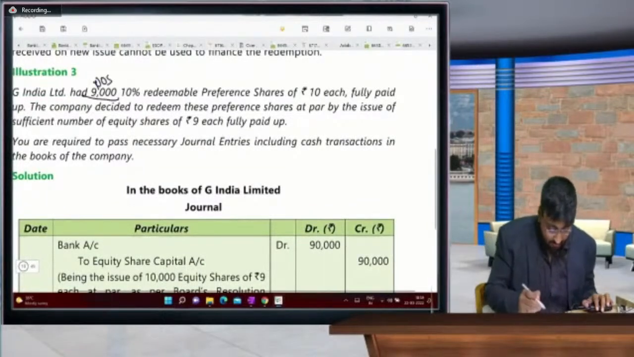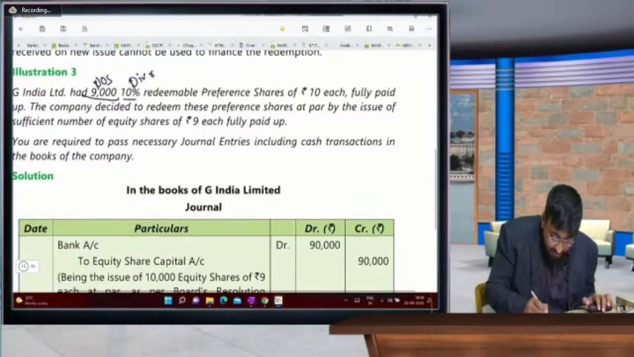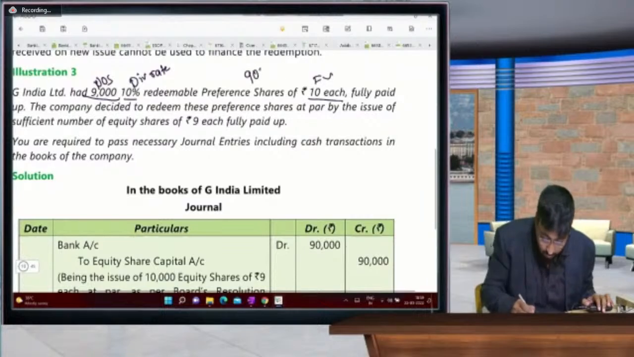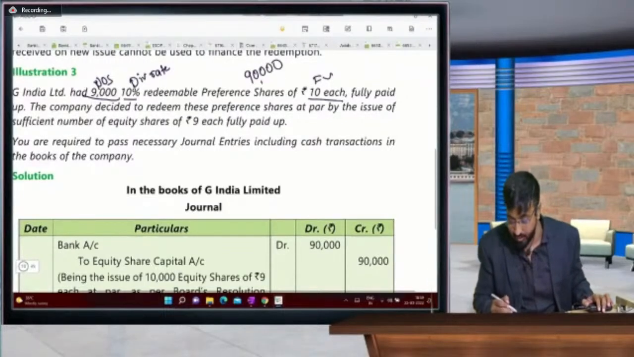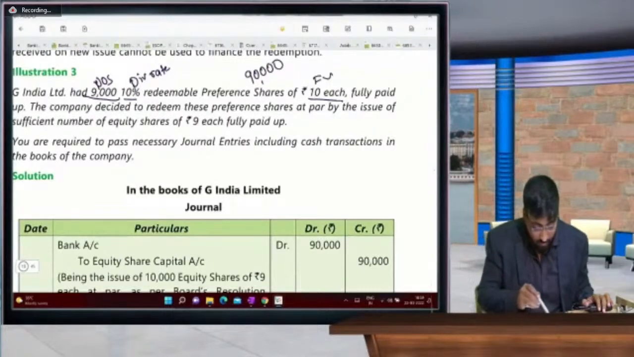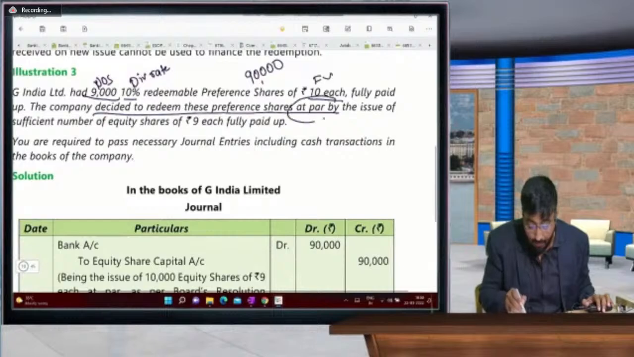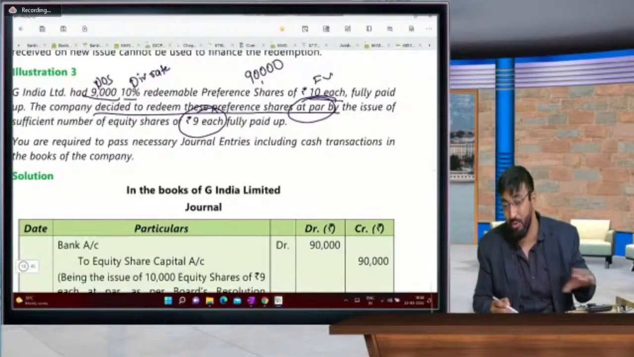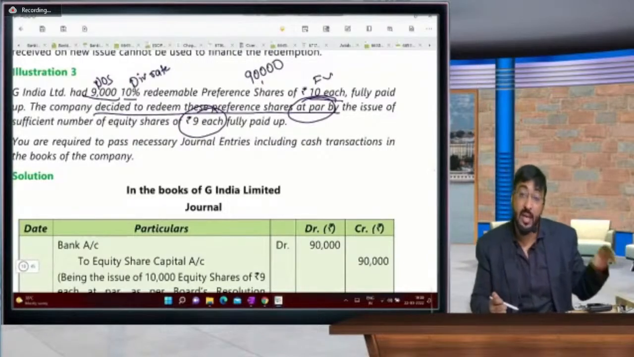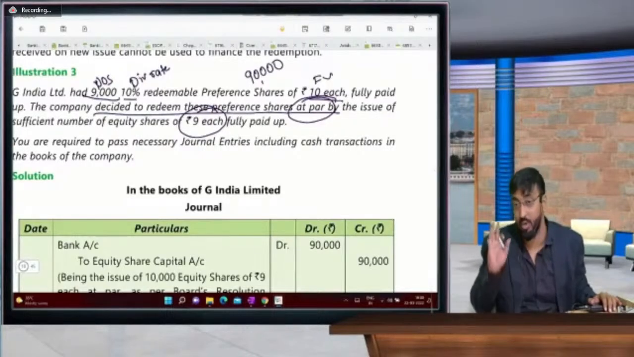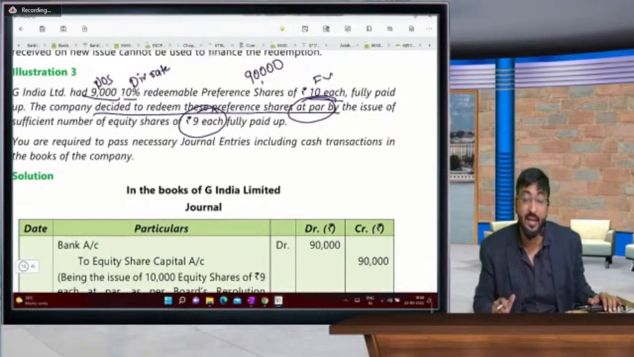9,000 is the number. 10% is the dividend rate. 10 each is the face value. So this is 90,000. Next, the company wants to redeem preference shares at par. Beta, before this, when this question was introduced in ICSI study material, in my time, I remember I am a follower of Companies Act 1956, because I had 1956 Companies Act and 2013.